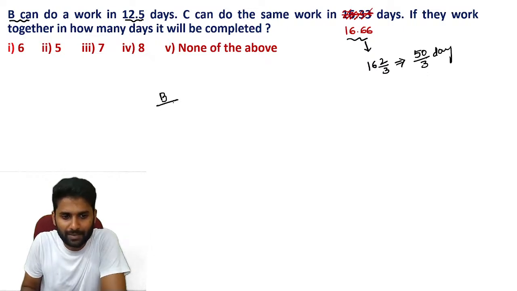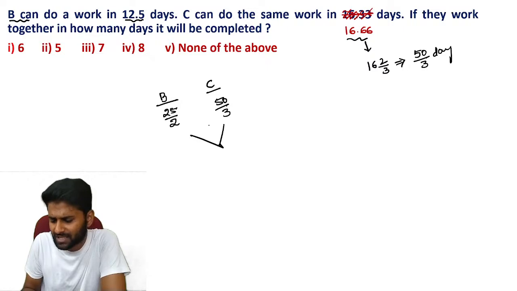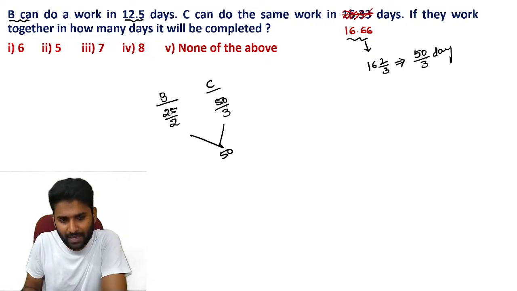Here B can complete the work in 12.5 days. Let us assume that it is 25/2. And C can do the same work in 50/3. Now guys, you have to consider the numerator, but don't consider the denominator for the calculation. So the common multiple of 25 and 50 is 50 units. Now see, we can complete this work in how many days? So see, 50 units of work, per day work is 25/2.